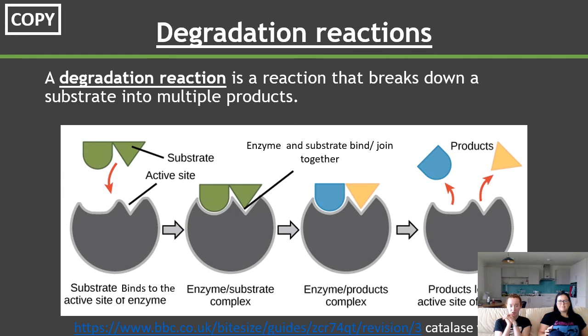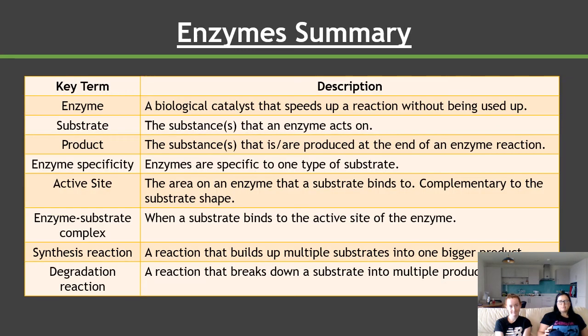And then degradation is the opposite. It takes one big substrate and then it binds and it releases more smaller products. It could be 1 into 2, it could be 1 into 3, 4, 5. It doesn't matter as long as the idea is there are more smaller products. That link at the bottom is just to a BBC Bitesize page on enzymes. You might want to peruse it at your own leisure.